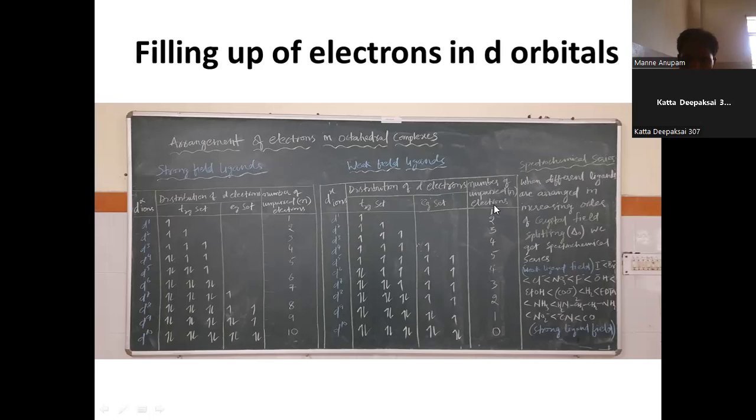So the number of unpaired electrons: D1, 1 unpaired electron; D2, 2 unpaired electrons; D3, 3 unpaired electrons; D4, 4 unpaired electrons; D5, 5 unpaired electrons; D6, 4 unpaired electrons; D7, 3 unpaired electrons; D8, 2 unpaired electrons; D9, 1 unpaired electron; D10, 0 unpaired electrons. Unpaired electrons mean paramagnetic, no unpaired electrons means diamagnetic.